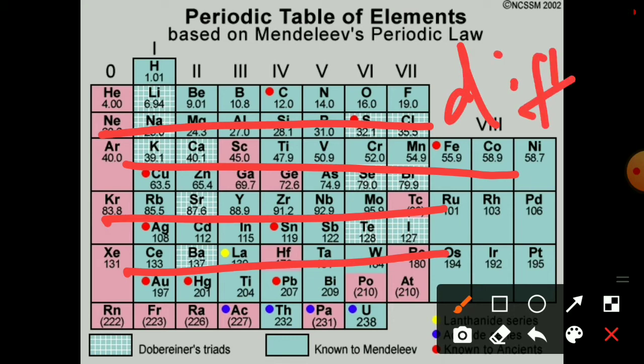Again, one more most important point: each group is divided into two subgroups. Whatever it may be, each group should be divided into how many subgroups? Two subgroups.